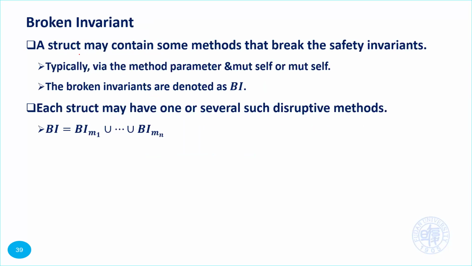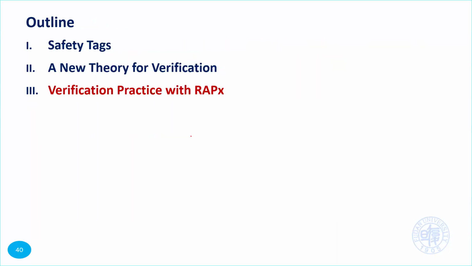Besides, if the struct has some extra safety invariant, the invariant may be broken by some method with mut self or reference mut self, and we denote such broken invariant with BI. A struct may have several such disruptive methods. So this is a general approach for verification. It's only the theory part.